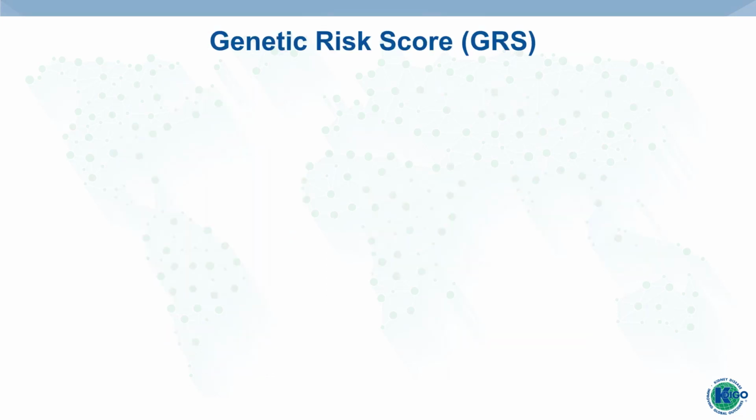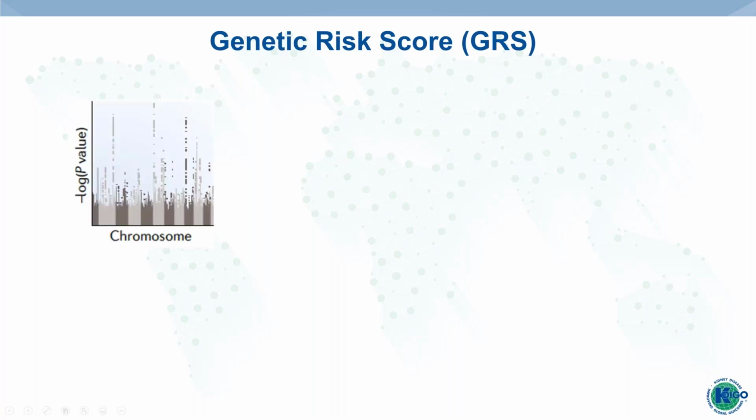So next, I would like to go over some basic definitions in the field of polygenic scores. The first definition is that of genetic risk score. So here I'm showing a graphic of a Manhattan plot. On the x-axis, we have chromosome location. On the y-axis, we have level of statistical significance. This is kind of a typical Manhattan plot.